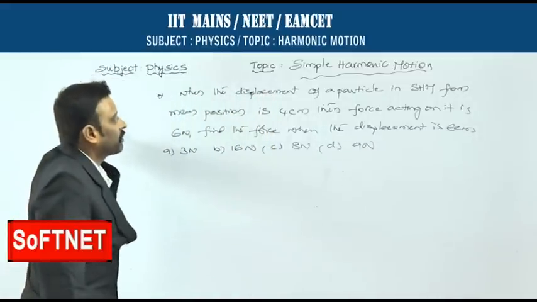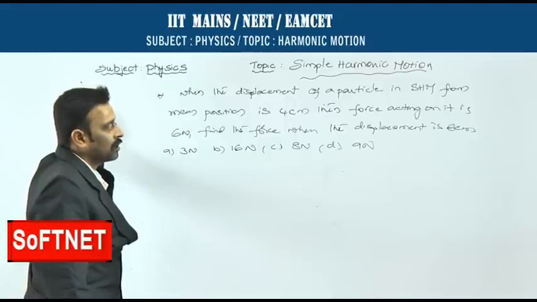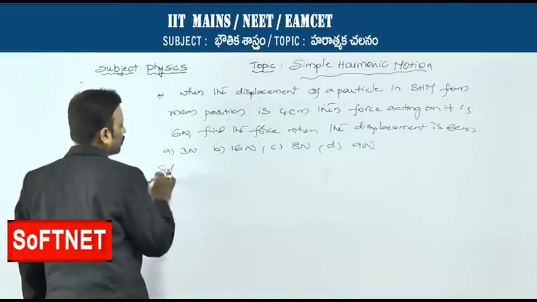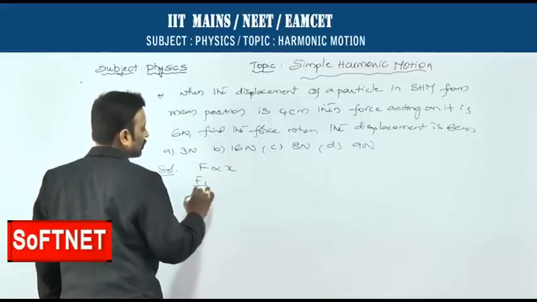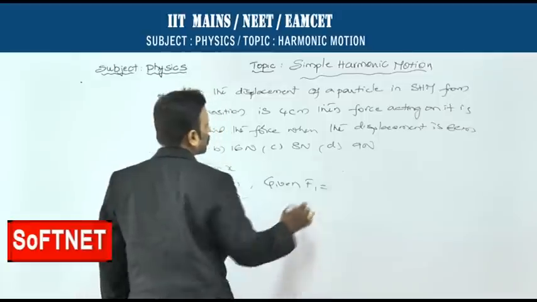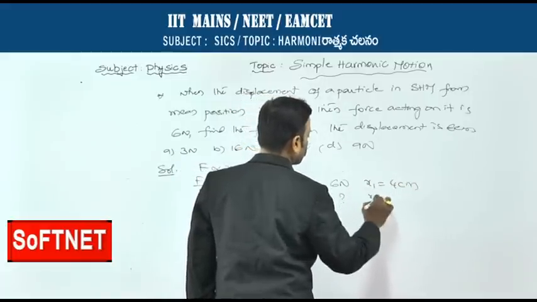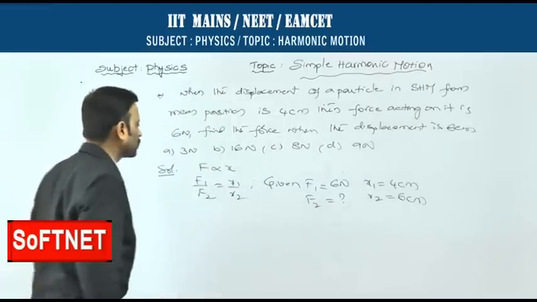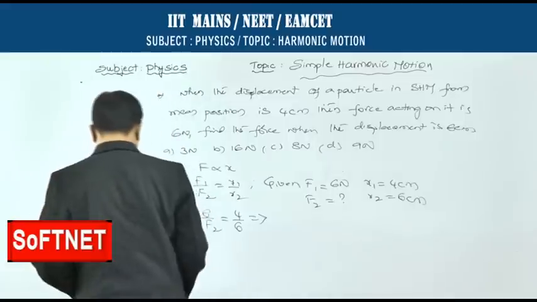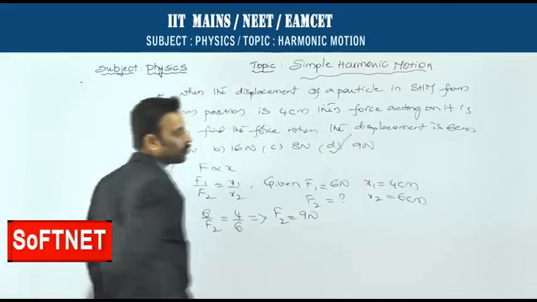Look at the problem. When the displacement of a particle in simple harmonic motion from the mean position is 4 centimeters, the force acting on the particle is 6 newtons. You are asked to calculate the force acting when the displacement of the particle is 6 centimeters. What is the relation between force and displacement? F proportional to x. From that, F1 by F2 is equal to x1 by x2. Given F1 as 6 newtons, F2 you are asked to calculate, x1 is 4 centimeters, x2 is 6 centimeters. Substitute the values in this relation. 6 by F2 is equal to 4 by 6. When you simplify that, you will get F2 as 9 newtons. So, the fourth option is the correct one.